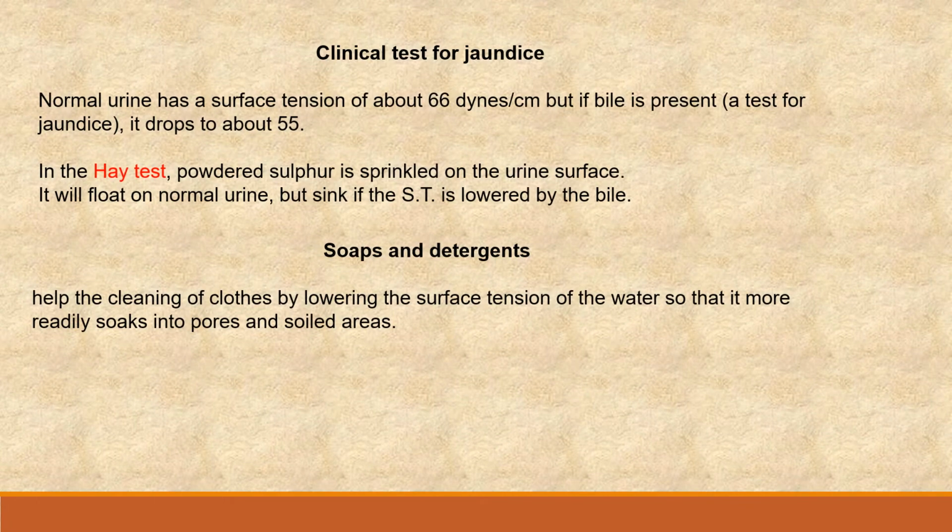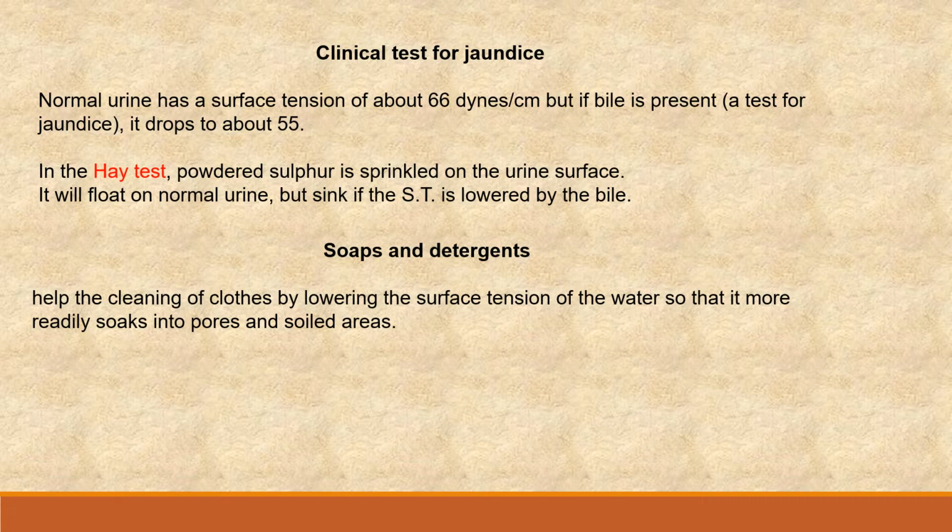Clinical test for jaundice. How surface tension helps to find whether the patient has jaundice or not. Let's see. Normal urine has a surface tension of about 66 dynes per centimeter. But if a person has jaundice, the urine will contain bile, that is the liver fluid. So if the bile is present, the surface tension of urine drops to 55 dynes per centimeter.